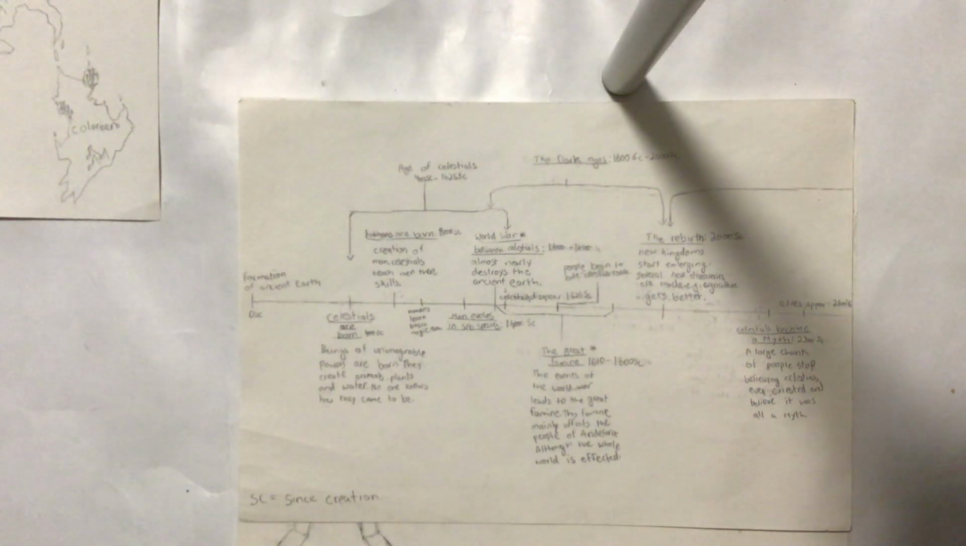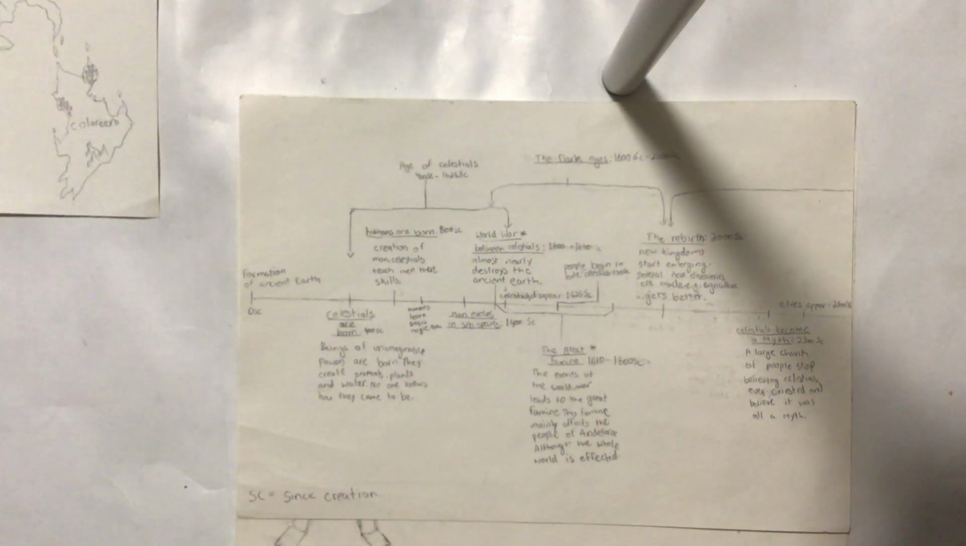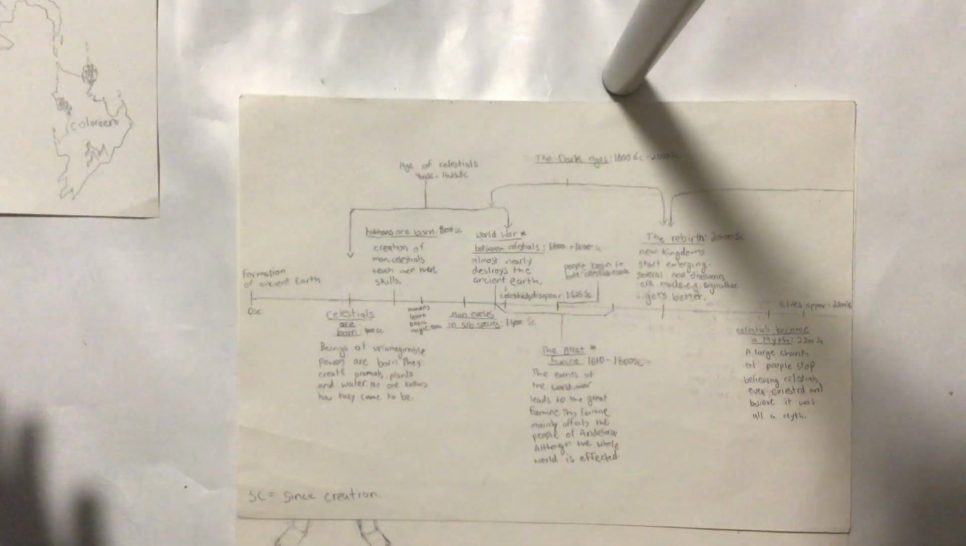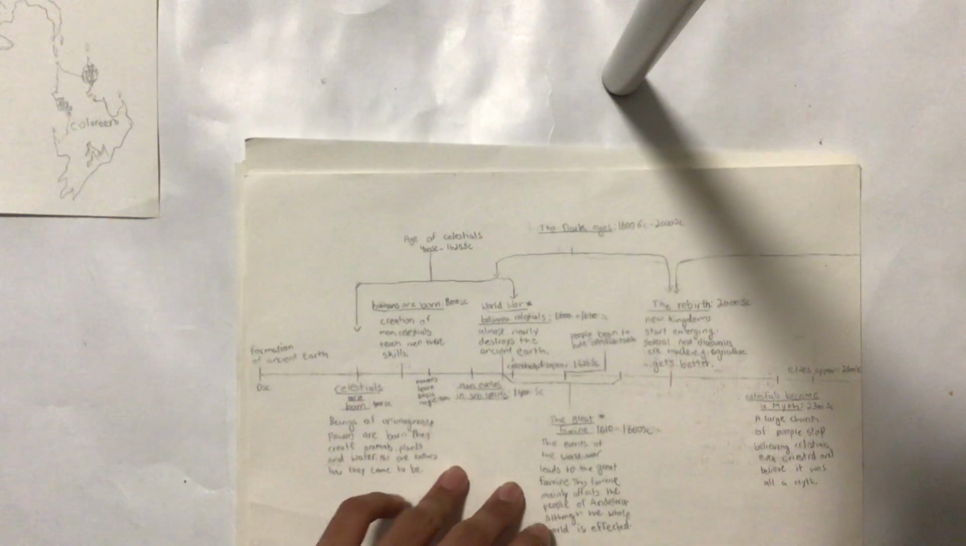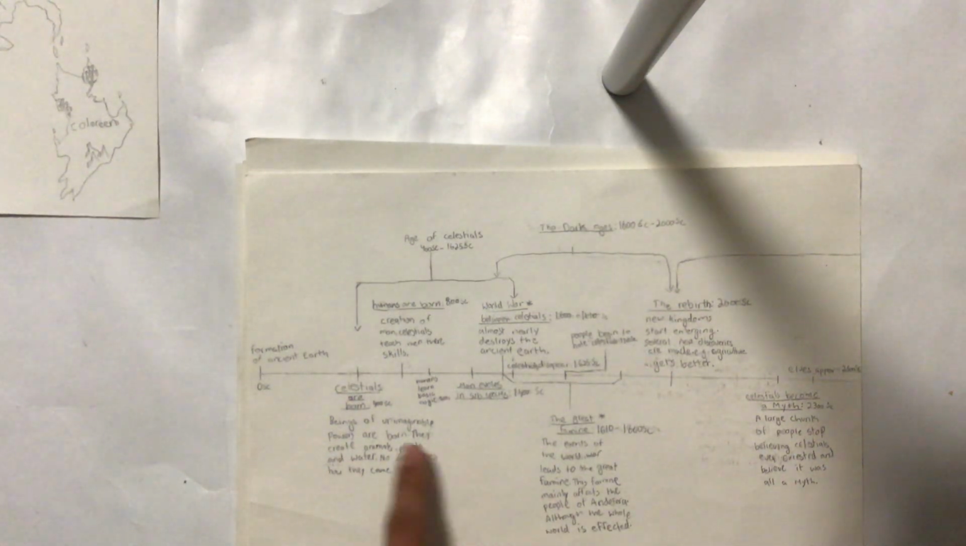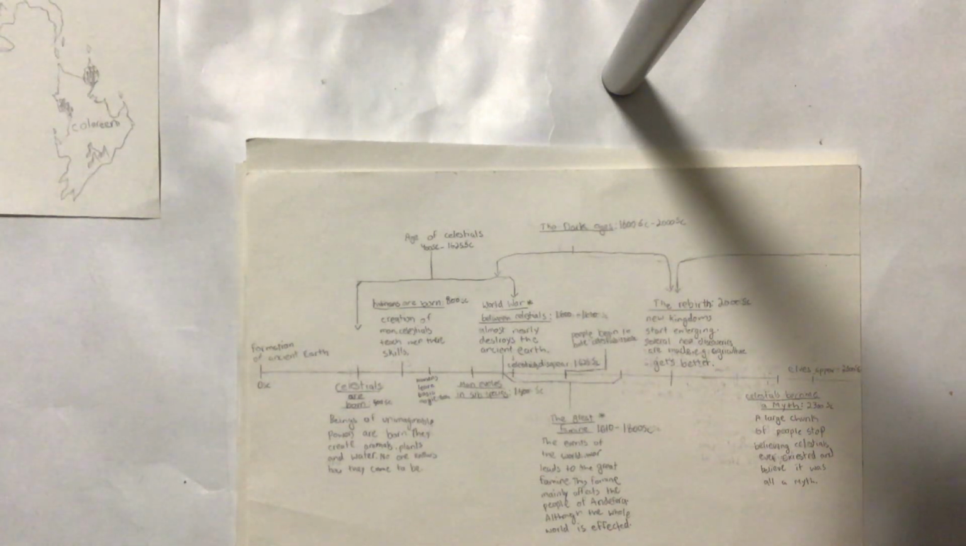Anyways, the time icon on this is CSESC, which is actually the most uncreative thing since creation. I know, haha, very creative. It's not. Celestials are born. This is what I was talking about, the celestials. Beings of unimaginable powers are born. They create animals, plants, and water. No one knows how they came to be.